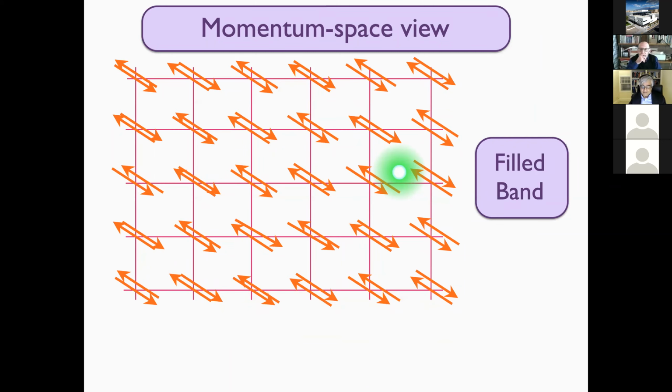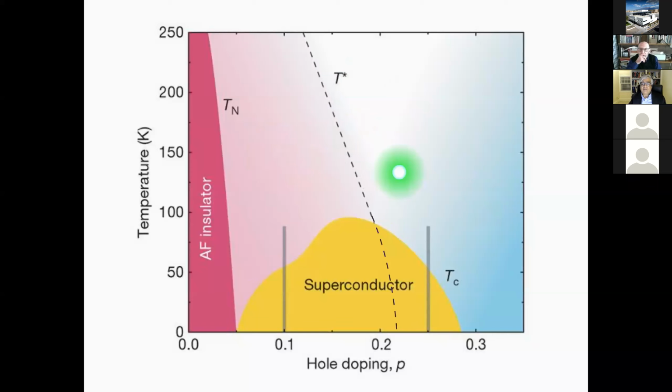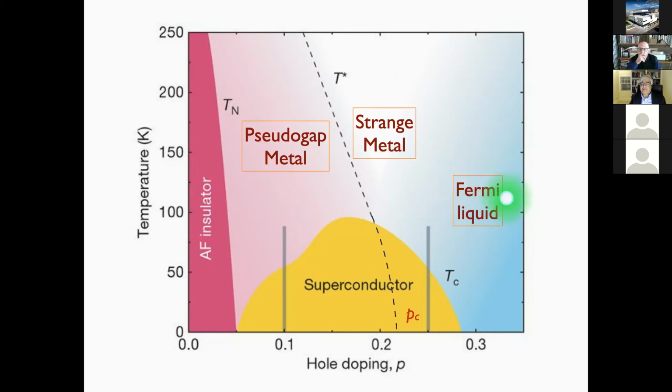So one way, let's start on the extreme right over here, where we have a Fermi liquid. Now, if you remember your solid state physics, or even if you don't, let me remind you, the way you treat metals, you go to momentum space, and you think of each electron as being in a plane wave state, and you just fill up the lowest energy plane wave states. And that's a pretty good theory of a Fermi liquid.